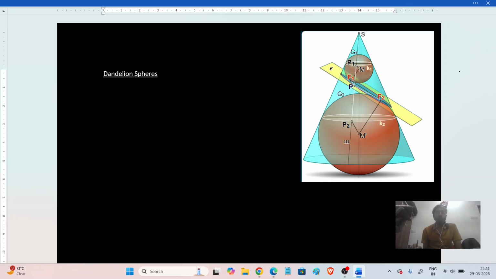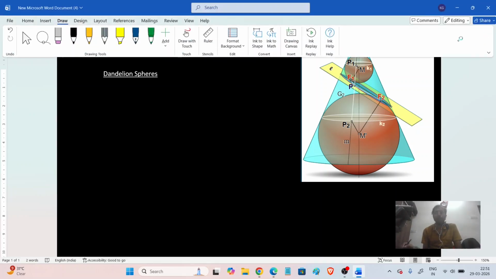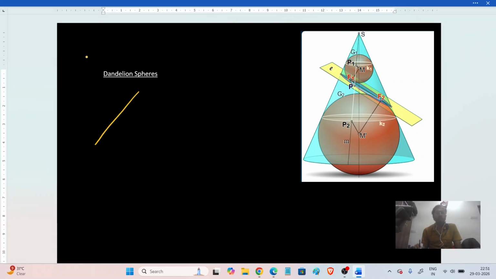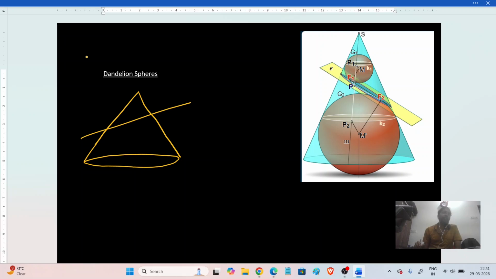Consider a cone. Now you cut the cone into two pieces, not necessarily equal pieces or anything like that, any random two pieces.